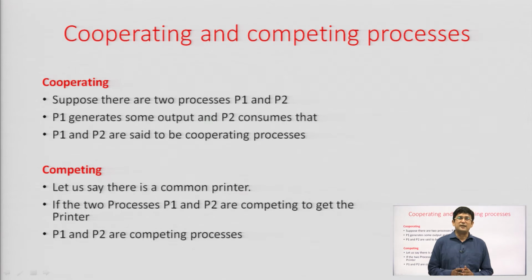For example, in cooperating processes, synchronization is required for managing the messages: how a process will generate the message and how that message will reach the consuming process. In competing processes, we need to maintain an ordering by which the execution on the shared resource can be planned. Here in this slide we are showing two processes, P1 generates some output and the second process P2 consumes that item. So, we will say that P1 and P2 are cooperating processes. If there is a printer and two or more processes are trying to access that printer, those processes will be said to be competing processes.